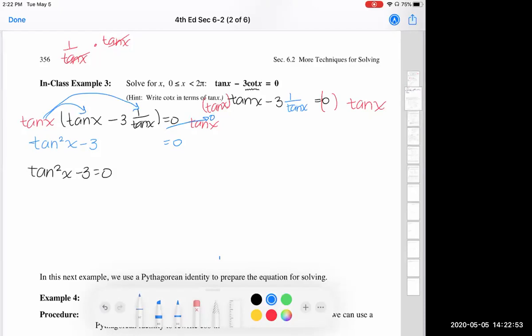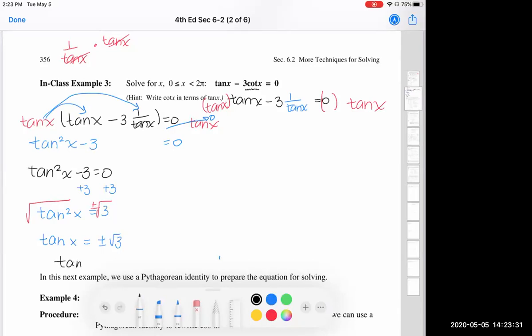If we solve, we can move the 3 over. So plus 3, plus 3. I'm left with tangent squared of x is equal to 3. I have tangent squared and I want tangent. So let's take the square root of both sides. Remember, plus or minus. So I'm left with tangent of x is equal to plus or minus the square root of 3. And that's our answer.